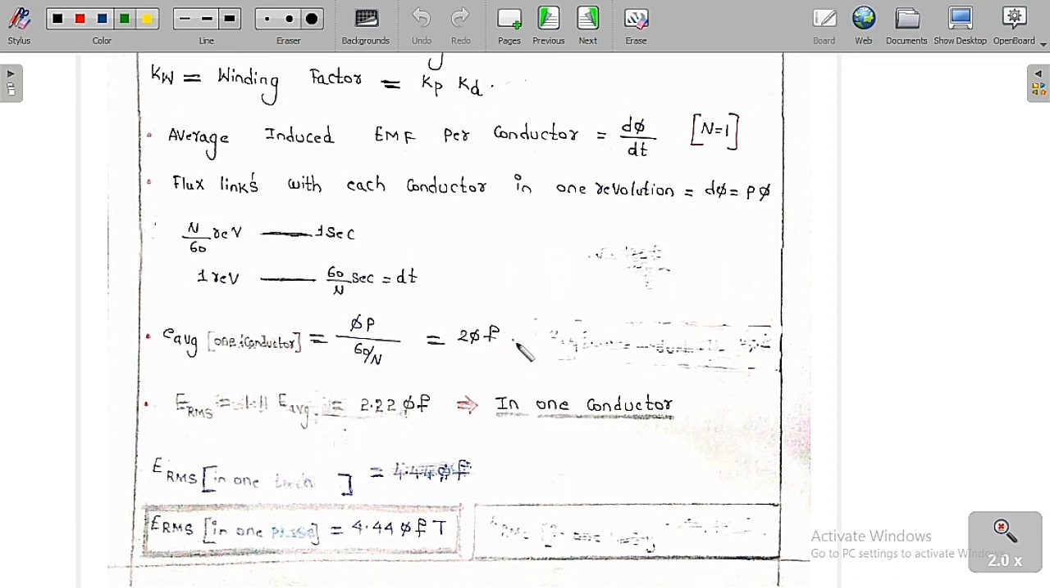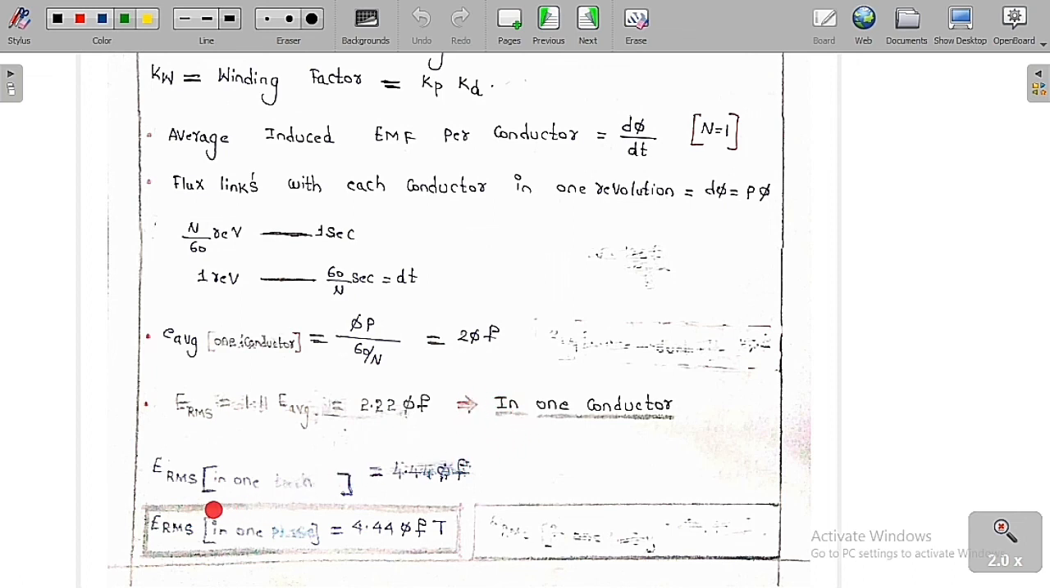So this is the average EMF induced in one conductor, which is 2Φf. Now what is the RMS value? The RMS value is nothing but 1.11 times the average value. Substituting, 1.11 into 2Φf is 2.22 into Φ into f. So this is the RMS value of the EMF induced in one conductor.